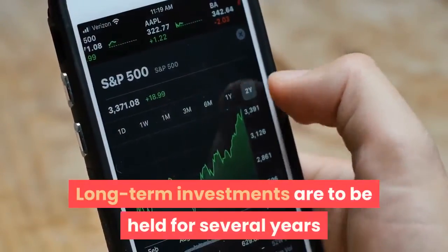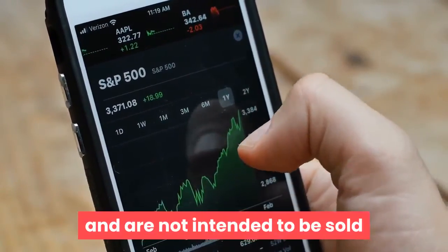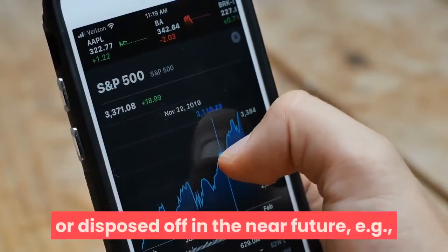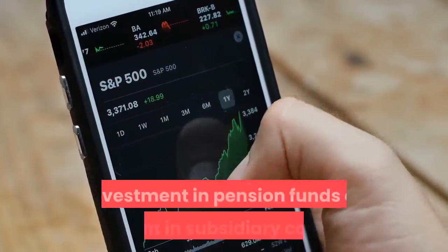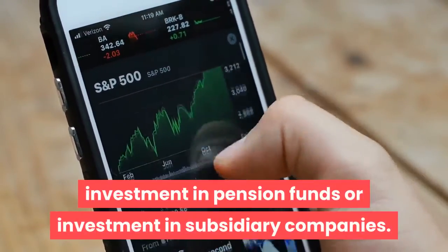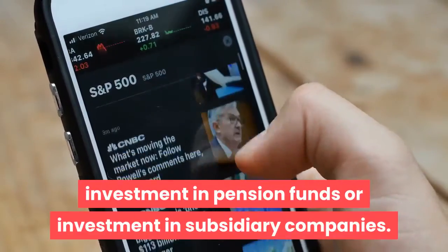4. Long-term investments. Long-term investments are to be held for several years and are not intended to be sold or disposed of in the near future, e.g., investment in pension funds or investment in subsidiary companies.